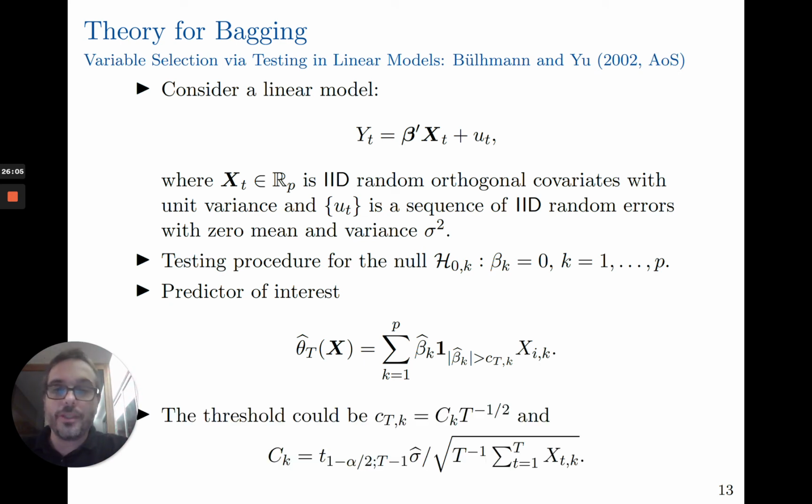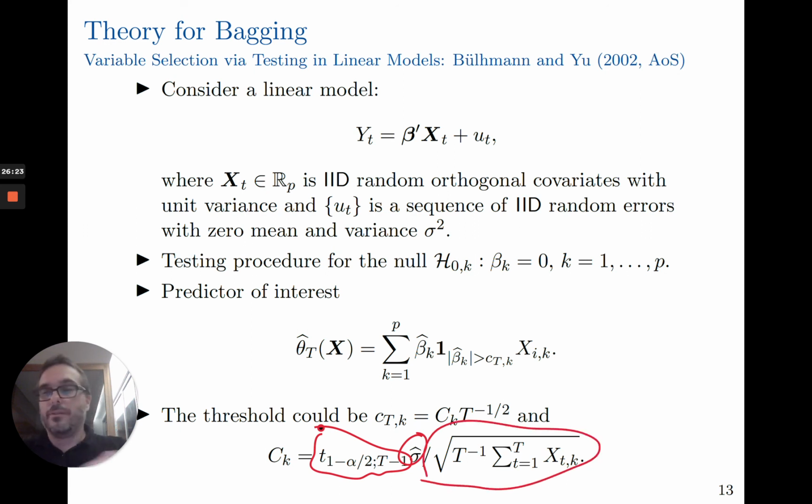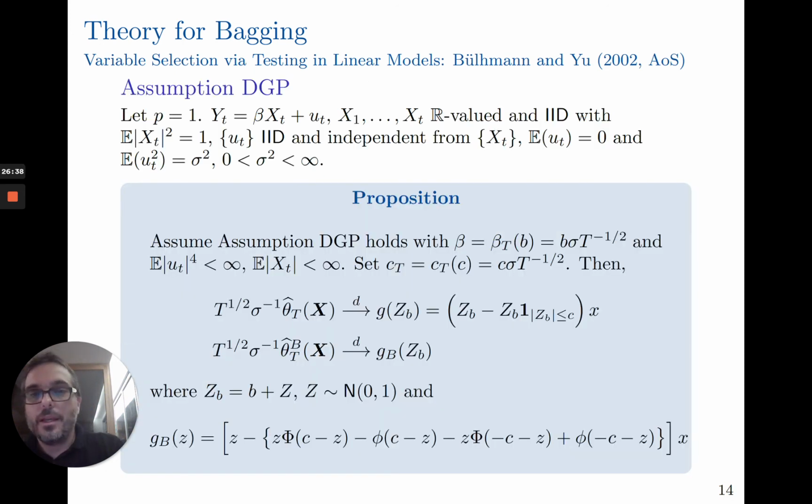And usually the decision rule will depend on the critical value of a t-distribution, on the residual standard deviation, and the empirical variance of, here there is a typo, it's squared, okay, of the regressors, okay? So basically, this is innocuous.